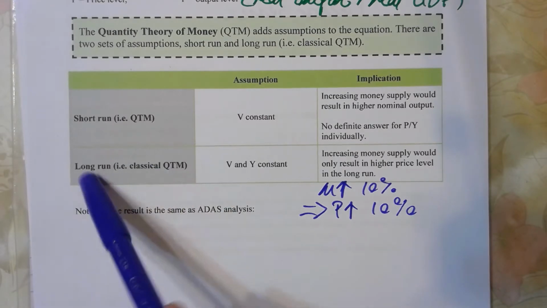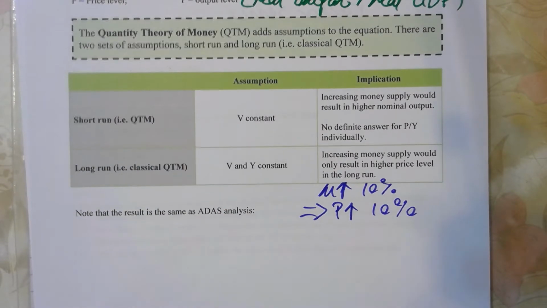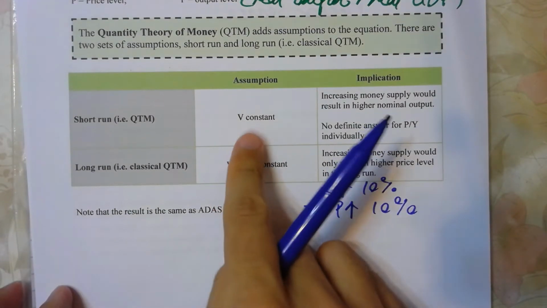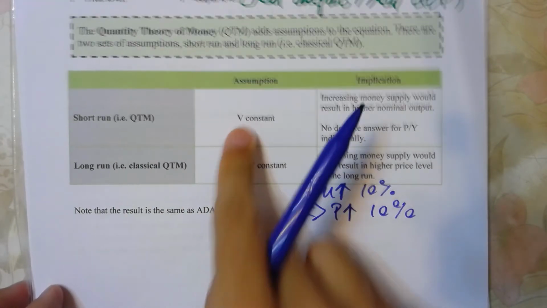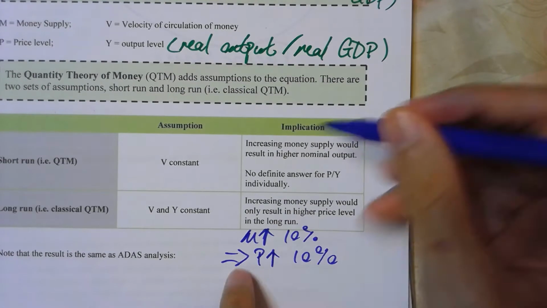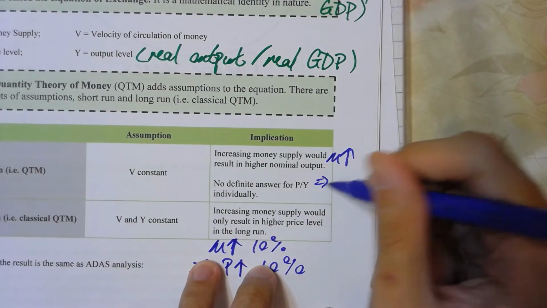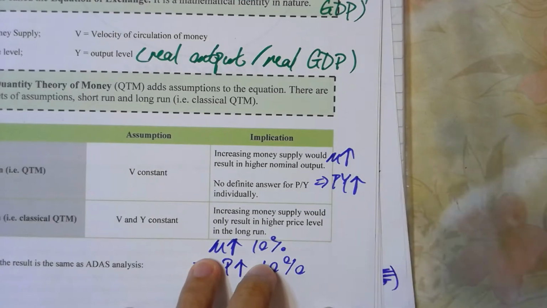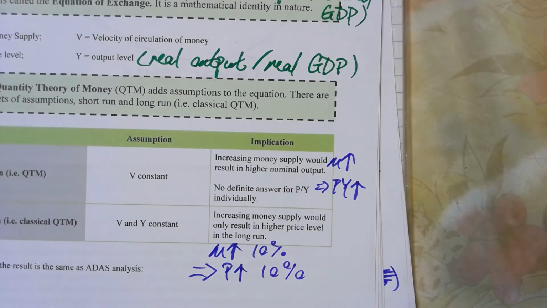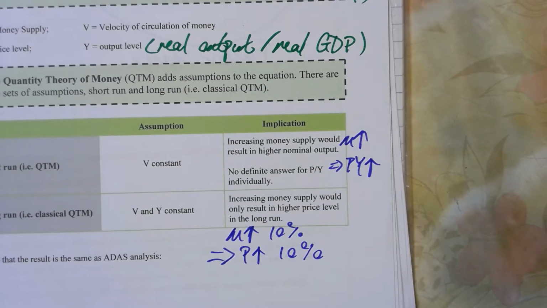Let's not just focus on long run. Let's look at short run, or sometimes they just call it QTM, where we just assume V to be constant. So we would have the following conclusion. It says that when M increases, it leads to PY together increasing. Increasing money supply would result in higher nominal output PY.